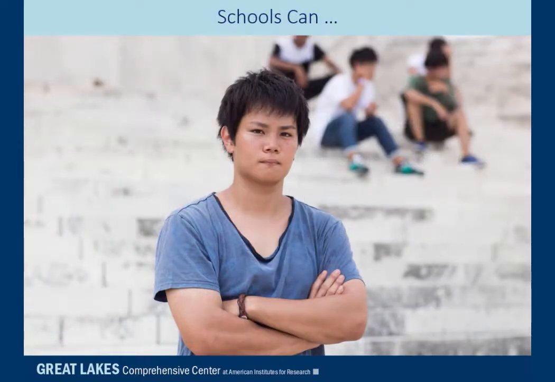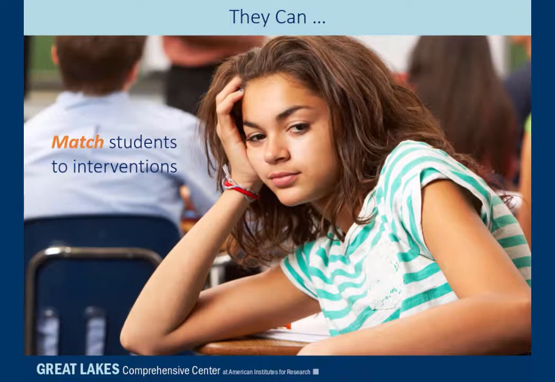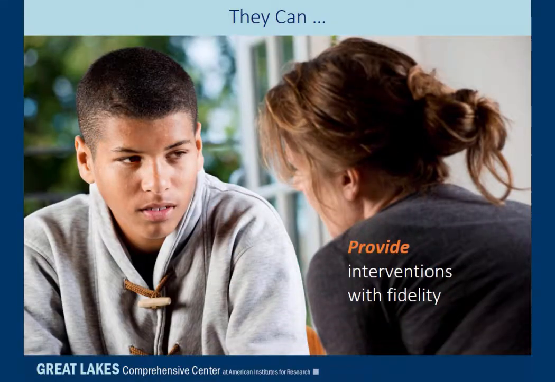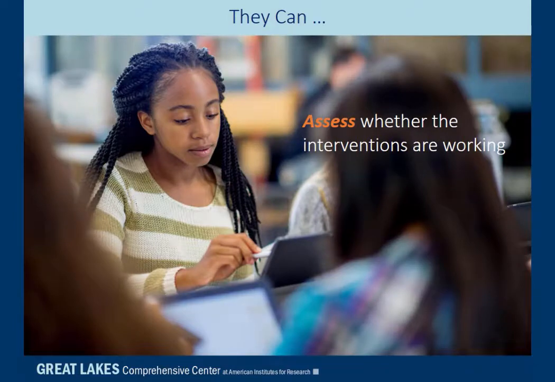When red flags arise, schools can identify the root causes of students being off track. They can match students to interventions. They can provide interventions with fidelity. They can monitor the progress of flagged students. And they can assess whether the interventions are working. These actions encompass the 7-step EWIMS process for making data-driven decisions about student supports.